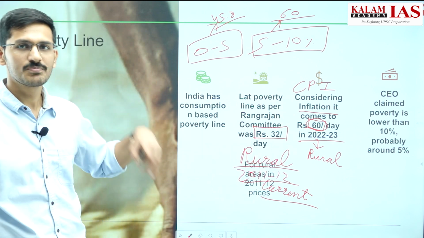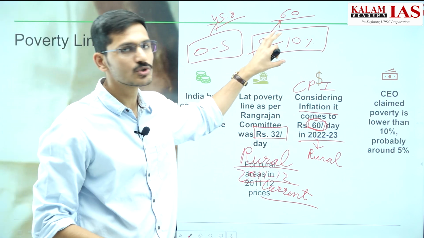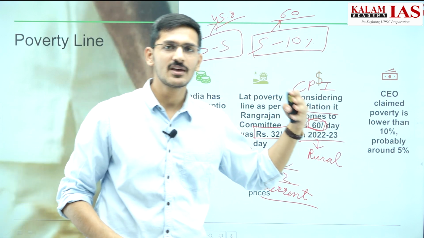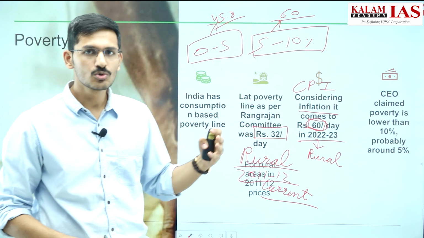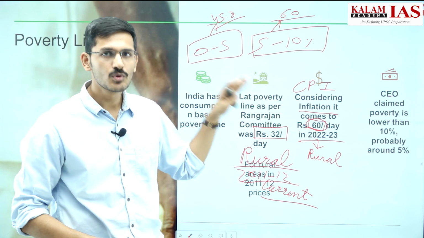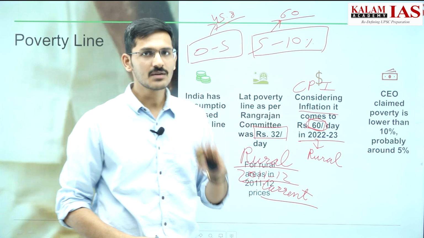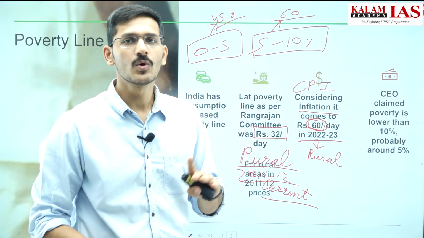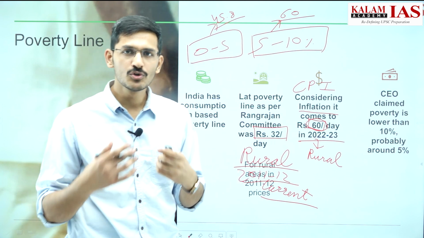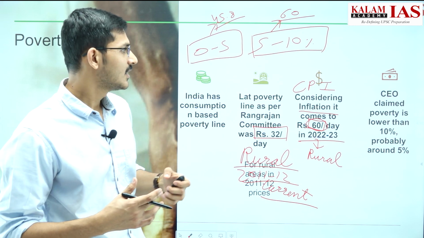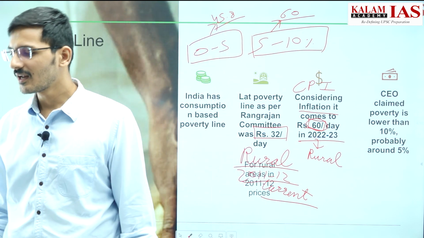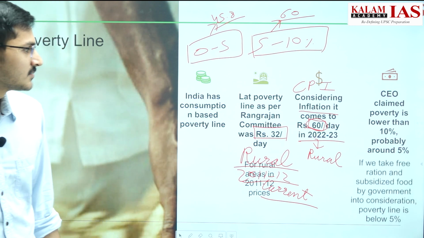That means there are a lot of people in the 5 to 10% who are spending more than 60 rupees per person per day. So the CEO of the Niti Aayog said, then we can conclude by this data that the poverty rate in India is less than 10%. Less than 10% of the people in our country are poor. Now this created a lot of hue and cry in the political circles, and they said there are a lot of problems with these estimates.